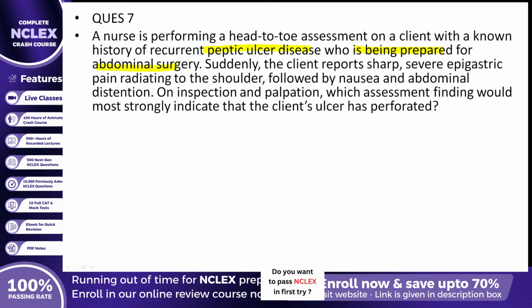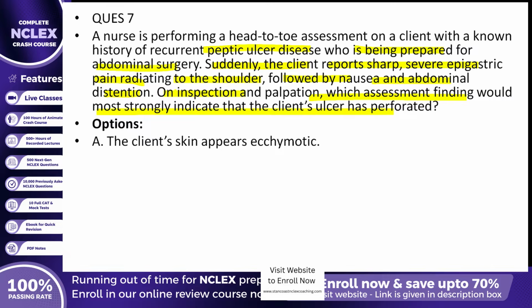Suddenly, the client complains of sharp, severe epigastric pain radiating to the shoulder, accompanied by nausea and noticeable abdominal distension. At this moment, the nurse must interpret which physical assessment finding would most strongly suggest that the ulcer has perforated. Here are the options to evaluate carefully.